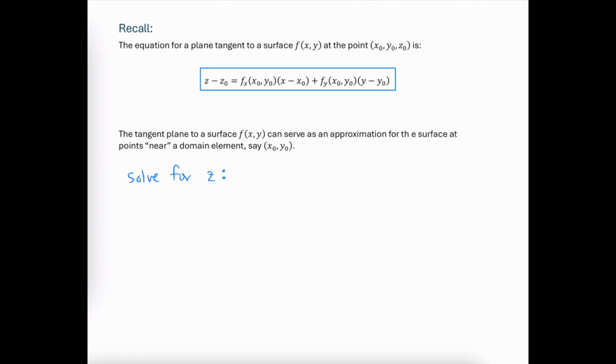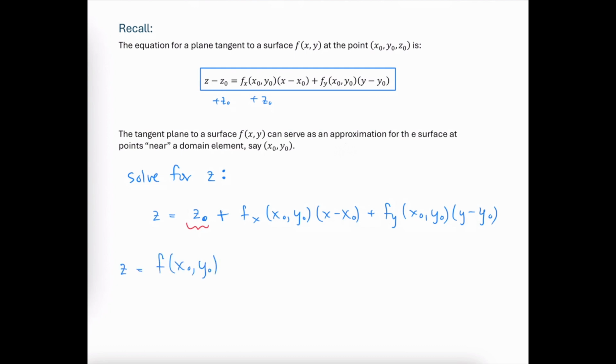So if we just add z naught to both sides of this equation, we get that z is equal to z naught plus first partial with respect to x evaluated at x naught, y naught times x minus x naught plus first partial with respect to y evaluated at x naught, y naught times y minus y naught. Now, if we write z naught in functional notation, essentially that is the surface function evaluated at x naught, y naught, and then we'll just copy paste the rest of that tangent plane equation down.